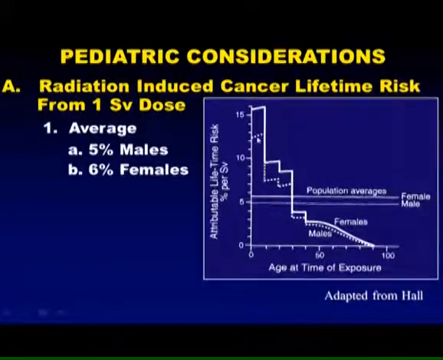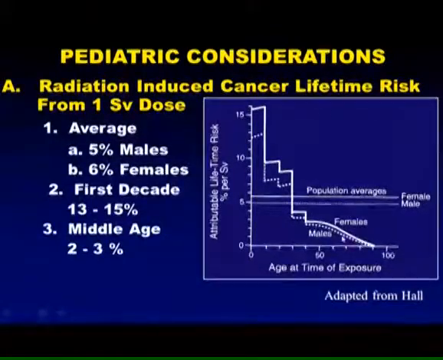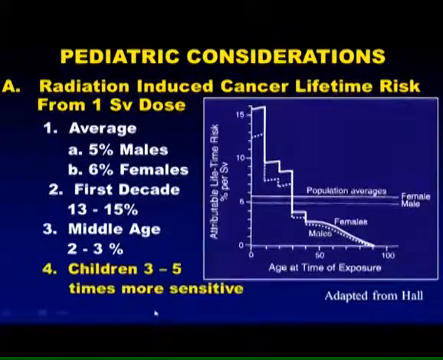In the first decade of life, it's approximately 13 and 15% for small children. Once you get to being middle-aged, it falls down to about 2 or 3%, and I must admit it's one of the few things I found about middle age that is positive. But at any rate, from this we can assume that children are about 3 to 5 times more sensitive than adults.